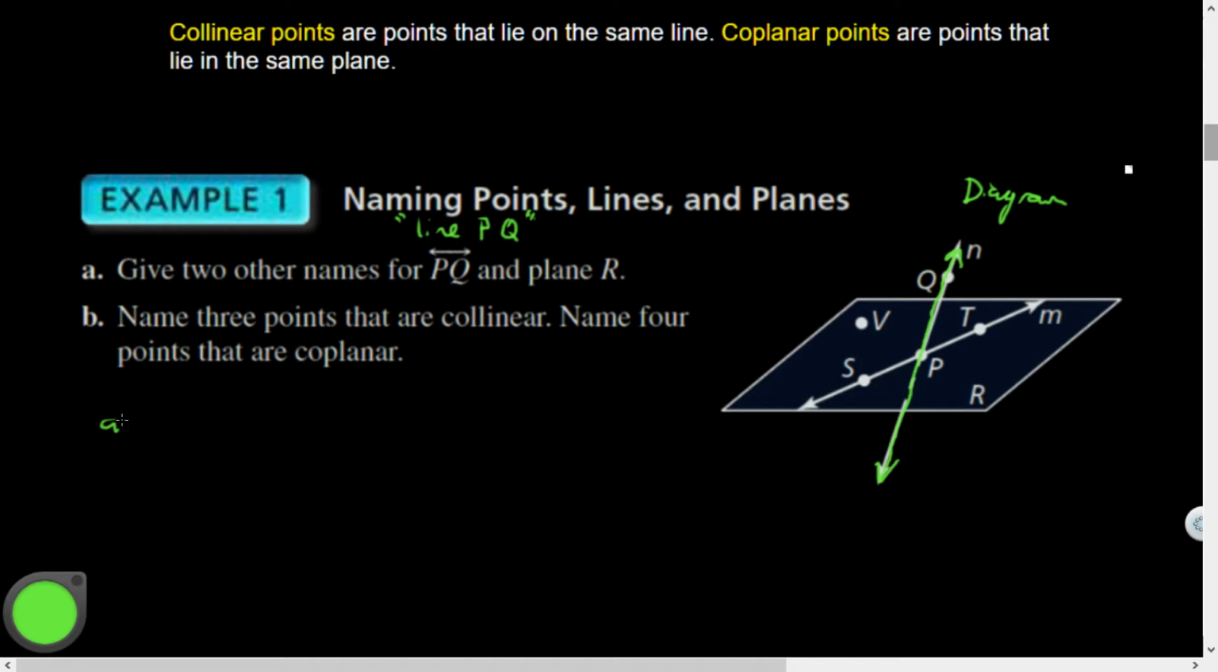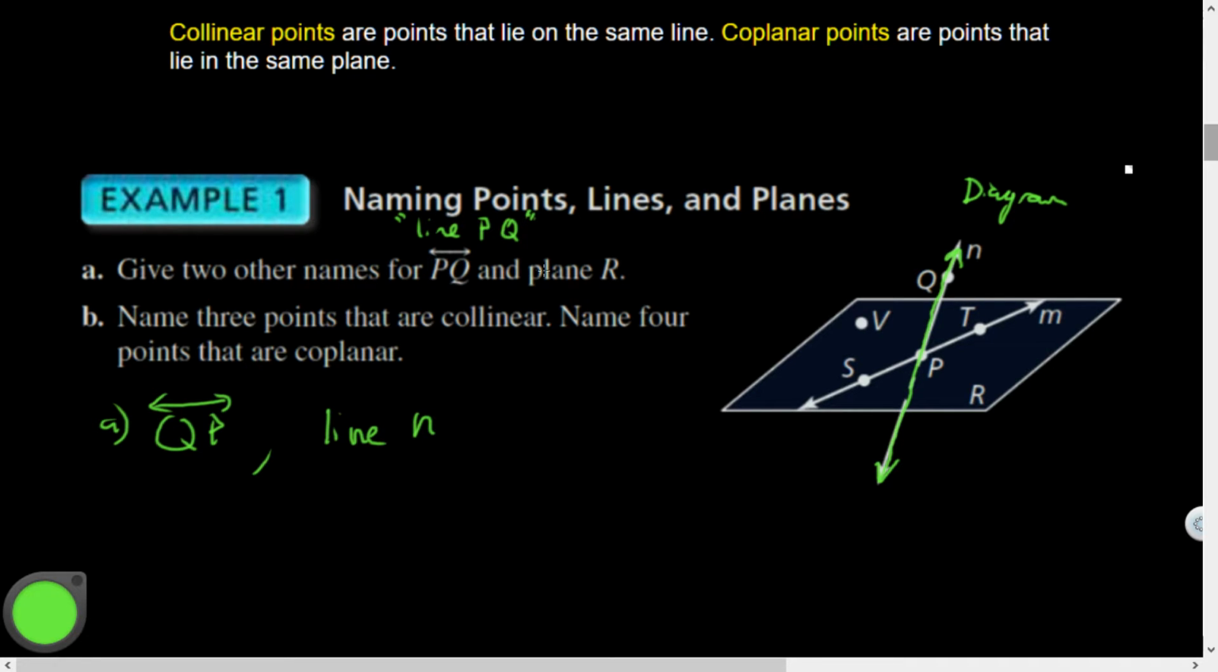Aha, I like it. So we could refer to it as QP, but I'm not just going to write QP like this. I forgot how to write over the summer, guys. I'm sorry. I'm going to write that with the arrowheads on this little line segment over the symbols QP. So PQ and QP are referring to the same line. What's another name for that line? Line n. Looks like it's a lowercase n, so that's what I'll do. Line n. Good, good.